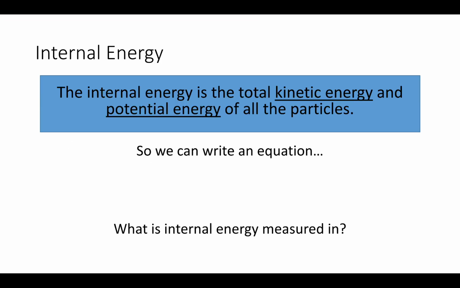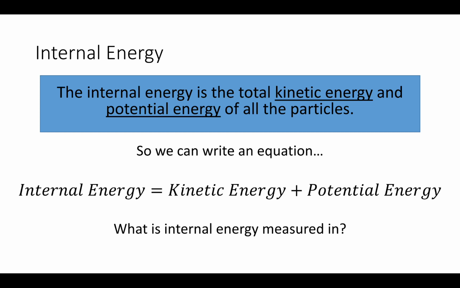Internal energy recap. So you should know this already if you've done the other lessons. The internal energy is the total kinetic energy and potential energy of all the particles within a system. So we can write an equation. Internal energy is equal to kinetic energy plus potential energy. And what is internal energy measured in? Well, it's energy, so it's measured in joules.